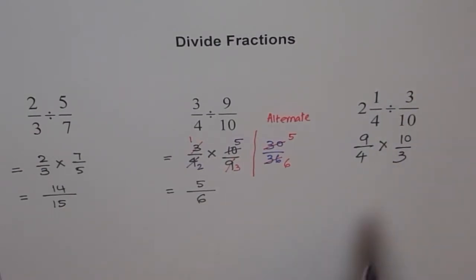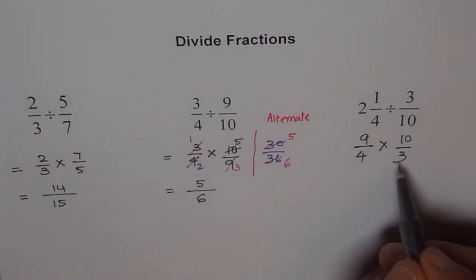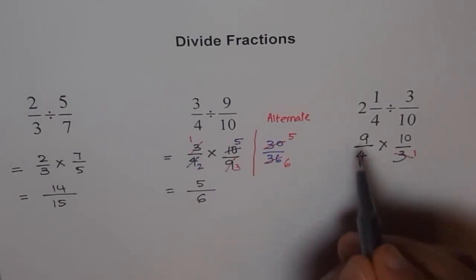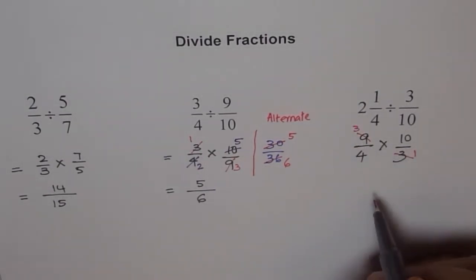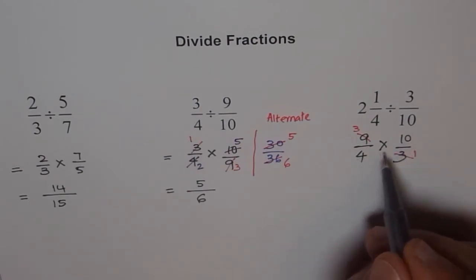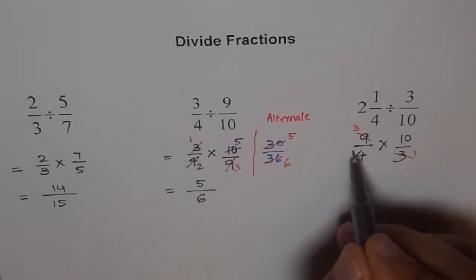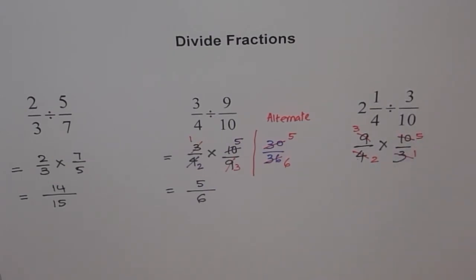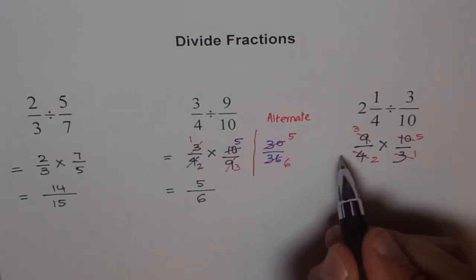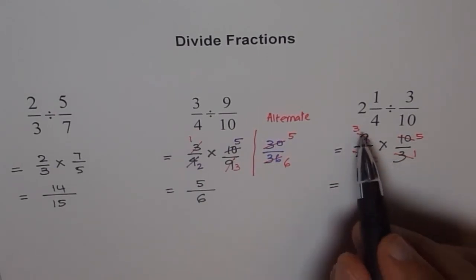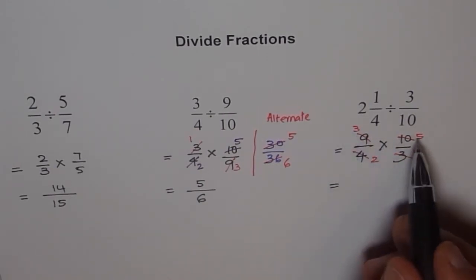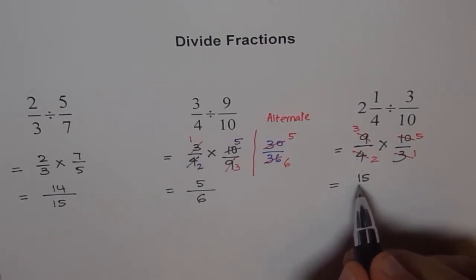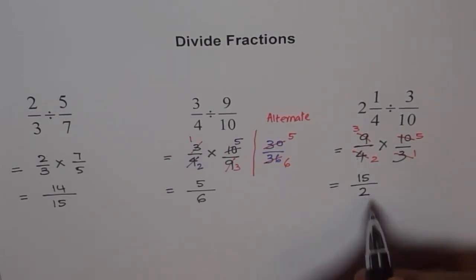Is it okay? Because I prefer the first technique, I will follow the first technique here, okay? Now 9 and 3, okay. We can divide this by 3, getting 1 here. 3 times 3 is 9. And 4 and 10, I can divide both by 2, correct? So 2 times 2 is 4 and 2 times 5 is 10. Now you can multiply the numerators and the denominators. So 3 times 5 is 15 and 2 times 1 is 2, so that is your answer.